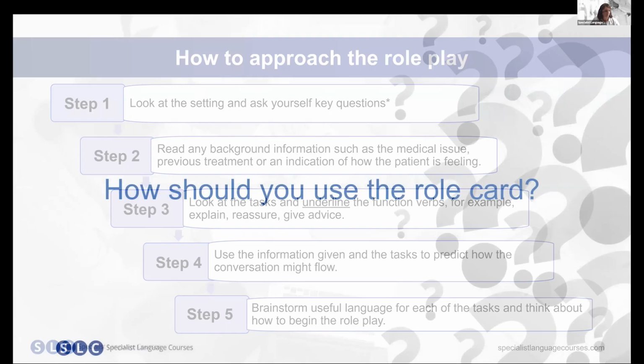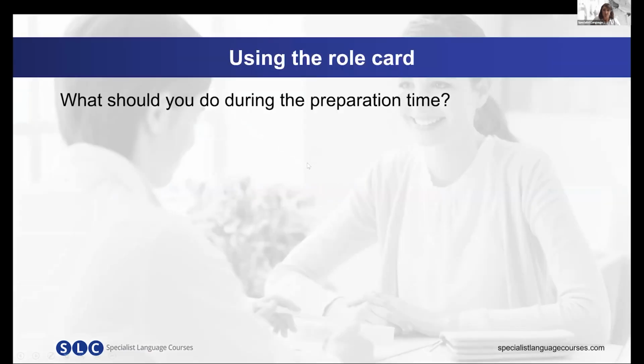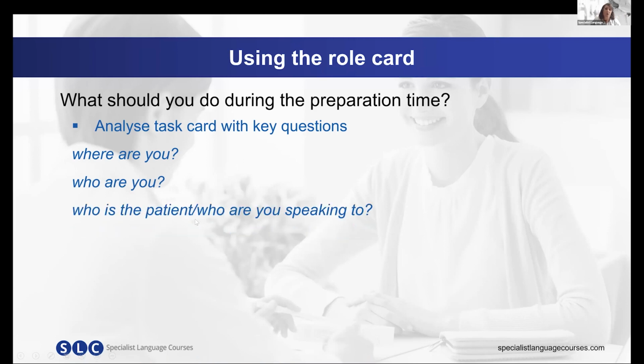So using the role card in your preparation time, you should make sure you analyze the task card, so the role card, and ask yourself some key questions. So here are some of the key questions you can ask yourself, which most of you have mentioned already. Where are you? A&E, clinic, etc. Who are you? So what kind of nurse or doctor are you? Who is the patient? And who are you speaking to?